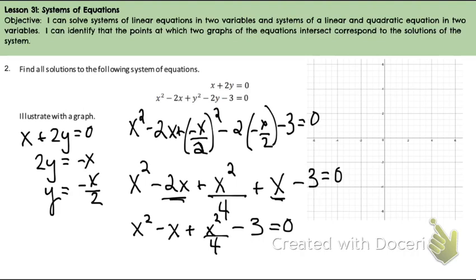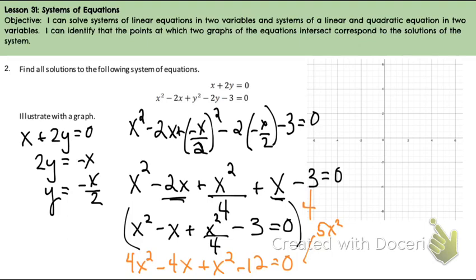Now, I want to get rid of that 4 in the denominator, so I'm going to multiply everything in here by 4. I'm going to change colors just so you can kind of see what I'm doing here. So this becomes 4x squared minus 4x. As long as I multiply both sides, it's all good. Plus x squared minus 12 equals 0. So now that becomes 5x squared minus 4x minus 12 equals 0.